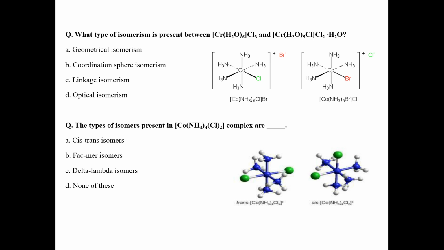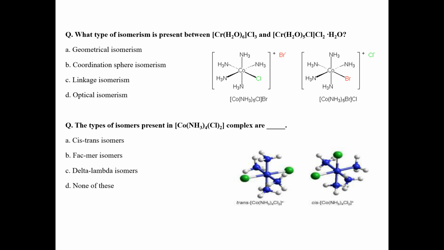Okay, so what type of isomerism is present between these two complexes? It is geometrical isomerism, or coordination sphere, linkage isomerism, or optical isomerism.